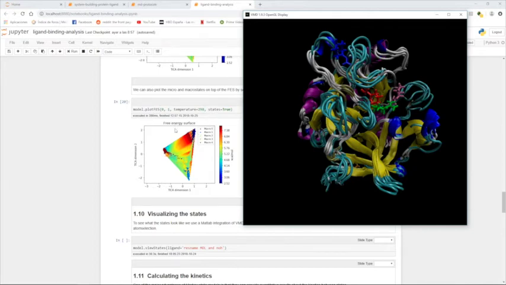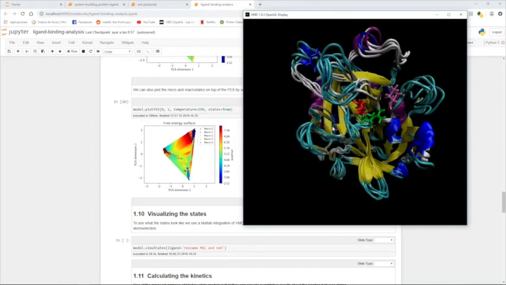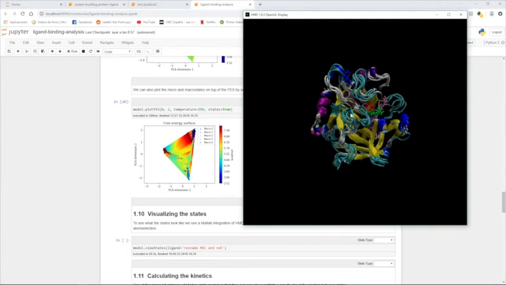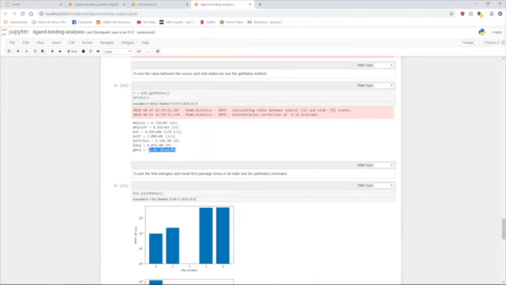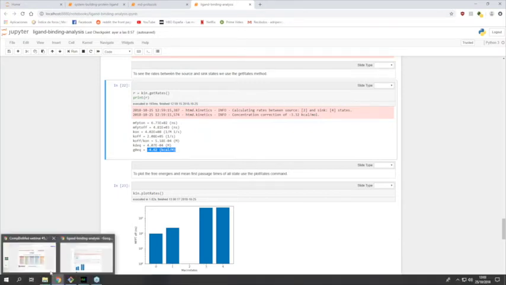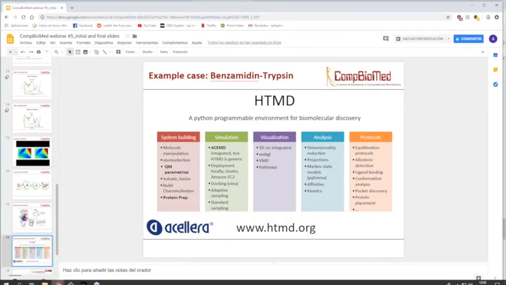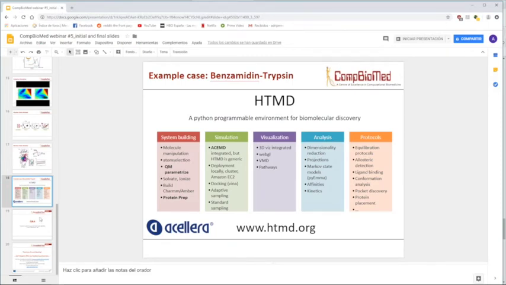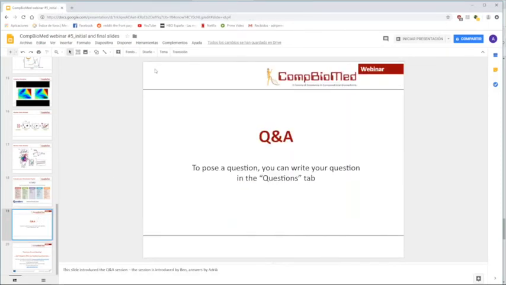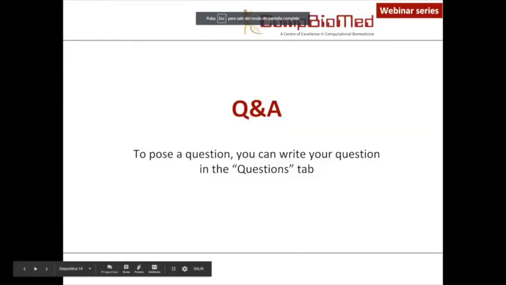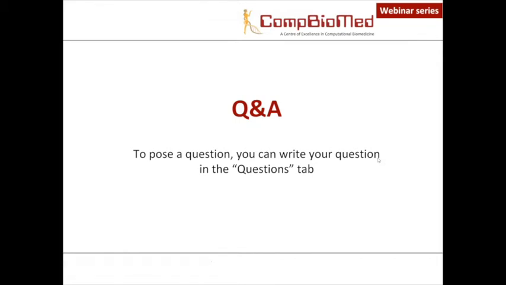And this is the power of Markov state models, which allows us to separate our simulation data into understandable macro states that we can interpret, and also to obtain these quantifiable properties of our system. And well, that's basically my presentation. This is the end of my presentation, and if you have any questions, you can put them in here. And from my part, that's it. Thank you for your attention.